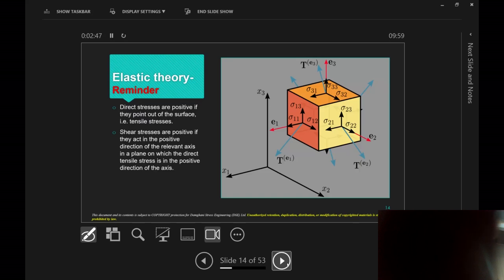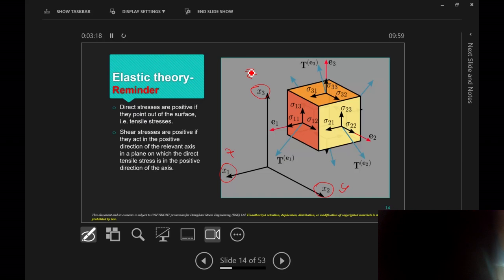Just as a reminder, that tiny component of material experiences a very general stress in three-dimensional space. So if we call this x1 axis, or you could call it x, x2, or you could call it y, it's up to you, x3, or you could call it z. That cube of material will experience some stresses. It is quite critical to understand what we mean by stresses, their signs, and their direction. But stress is essentially a tensor, not a vector, but we'll get to that.